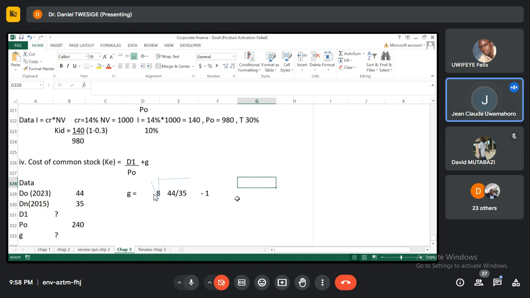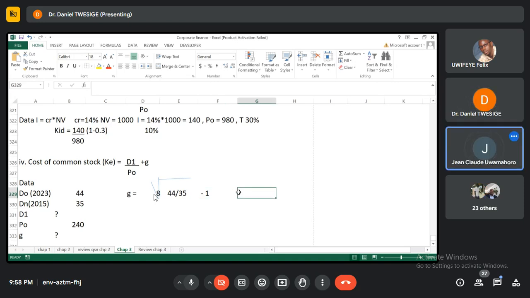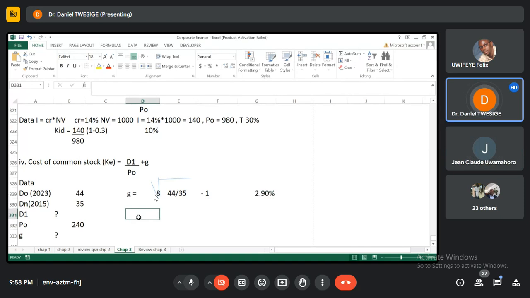2.9%. So I have G. Now, what I need now is D1. How do I get D1? From my formula, it is D0 into 1 plus G. So I can now substitute to get D1. So it's going to be D0 is 44 into 1 plus 0.029.